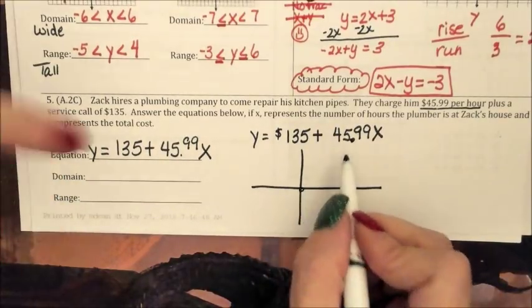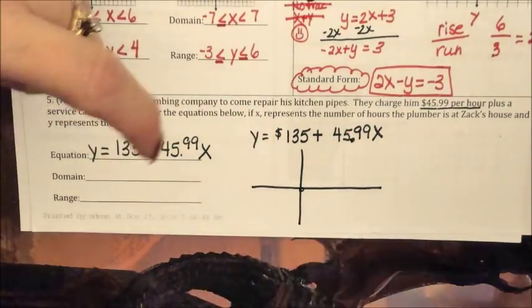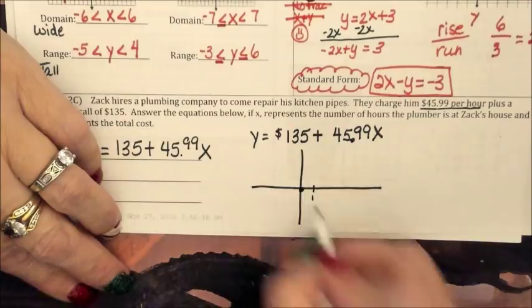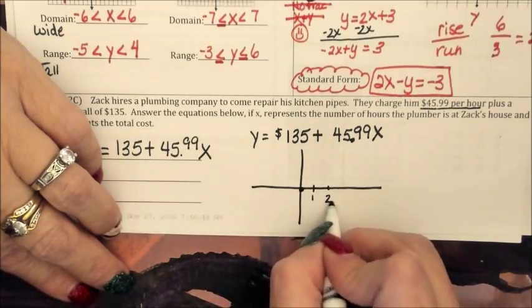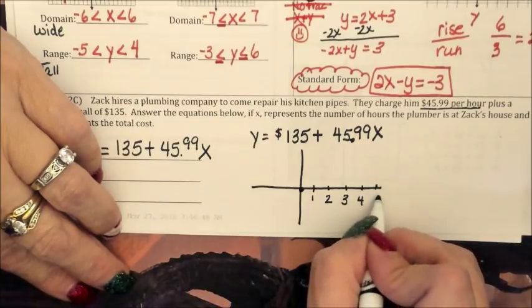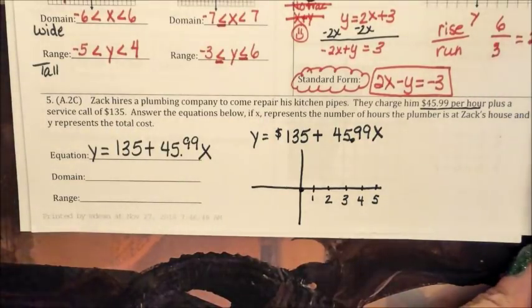X would be representing the number of hours. So plumber guy comes to my house, he spends 1 hour. He could spend 2 hours, 3 hours, 4 hours, and so on. We're going to just get a rough glance of this. Could he spend a half an hour at my house?